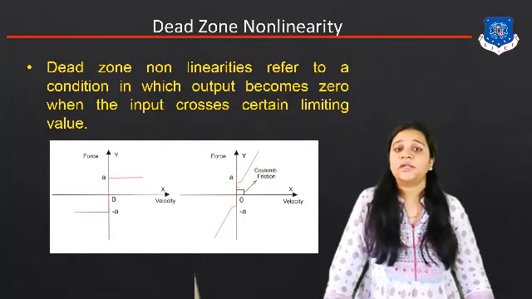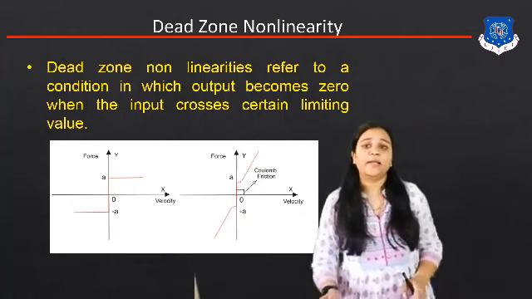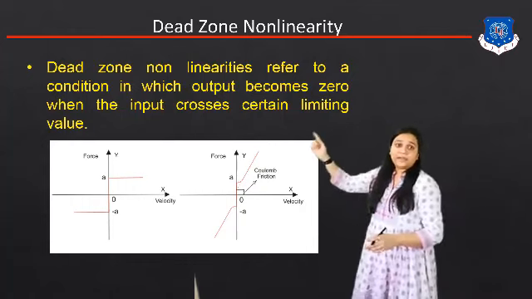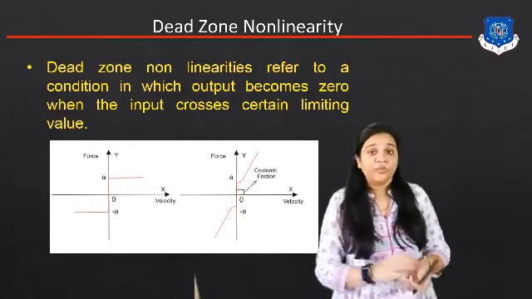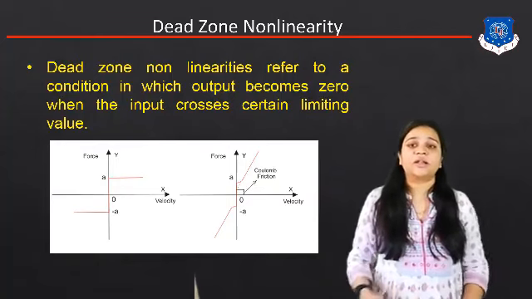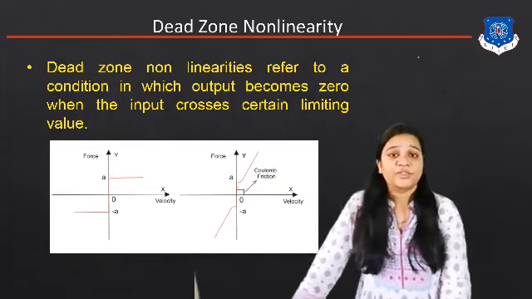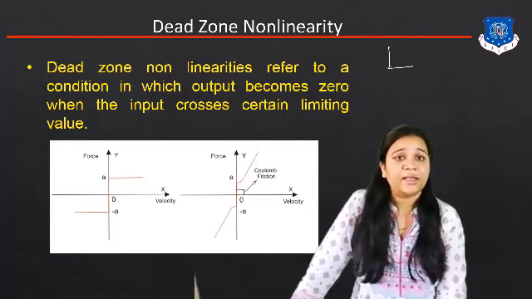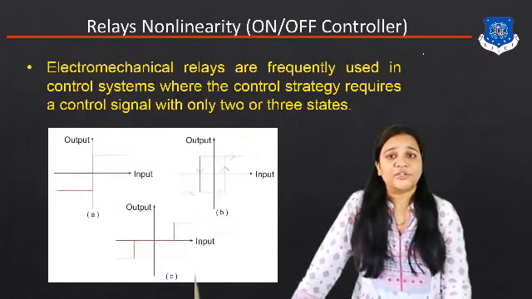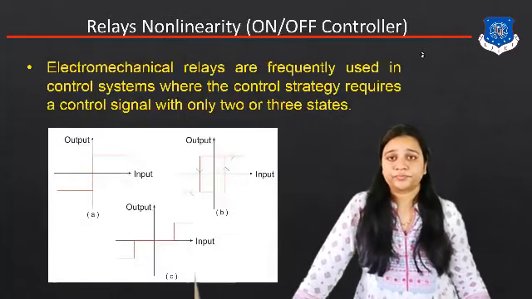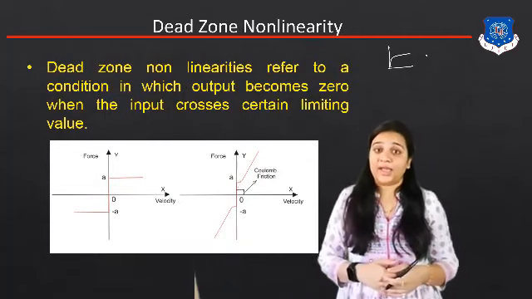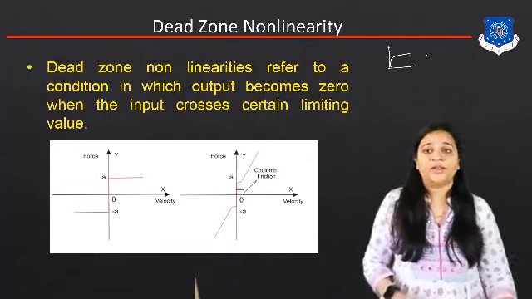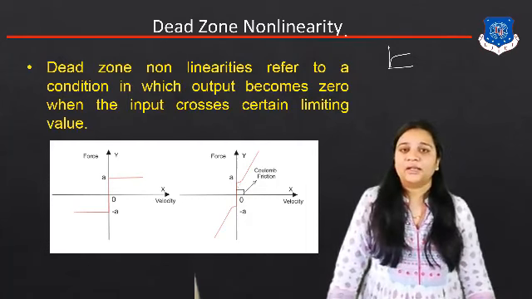The third one is the dead zone non-linearity. Dead zone non-linearity refers to a condition in which output becomes zero when the input crosses a certain limit value. What is the saturation non-linearity? We can get the graph like this. After a certain value, we get some saturation value. What is the dead zone non-linearity? After some time, the output becomes zero when the input crosses a certain limit value.